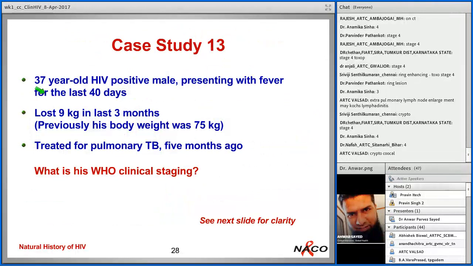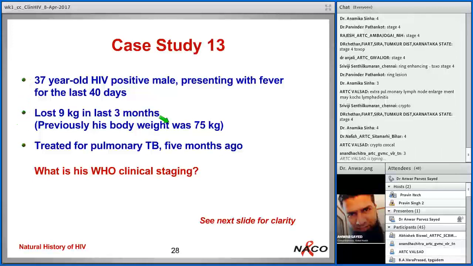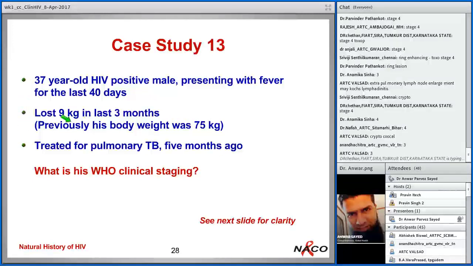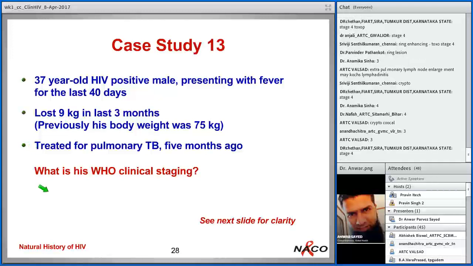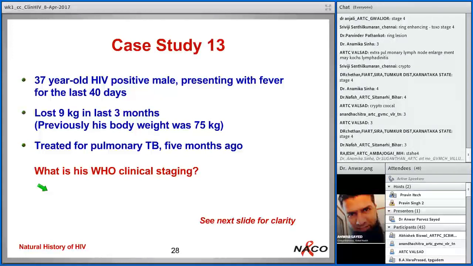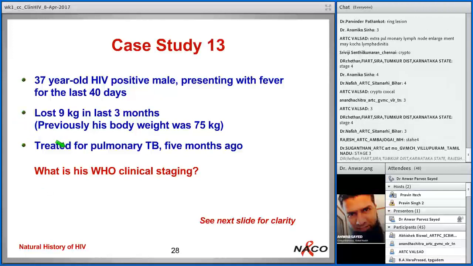This is a stool sample examination or microscopy, where the person was admitted with chronic diarrhea. Modified ZN staining was done, which revealed oval shaped oocysts, which are Cryptosporidium parvum, suppose. When it is Cryptosporidium parvum, what will be the WHO clinical stage? It will not be stage 3. Cryptosporidia, yes, it is stage 4.